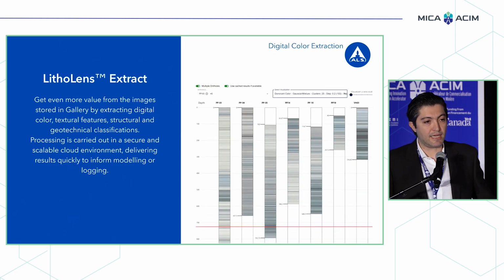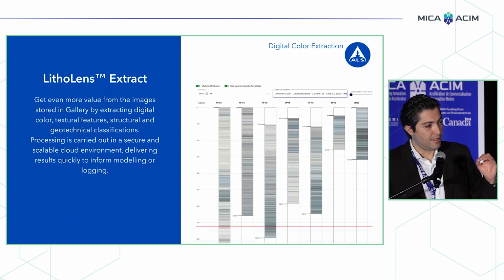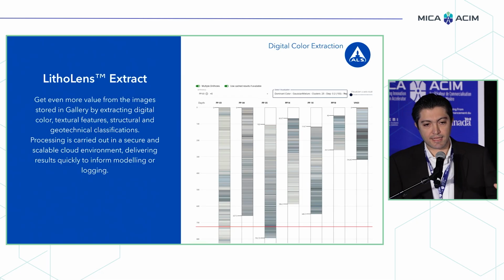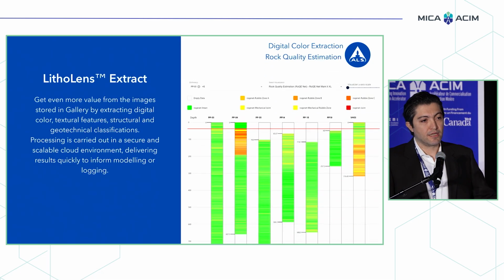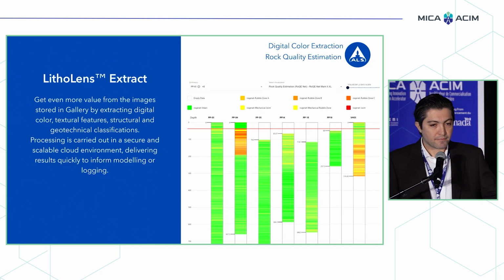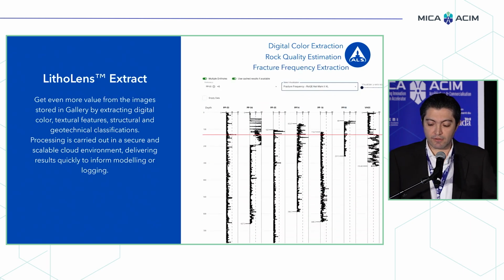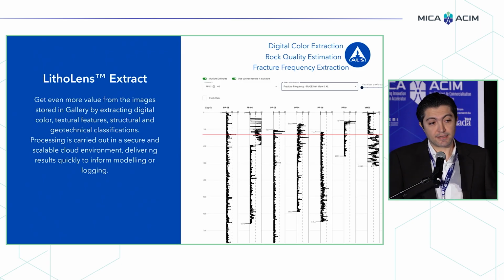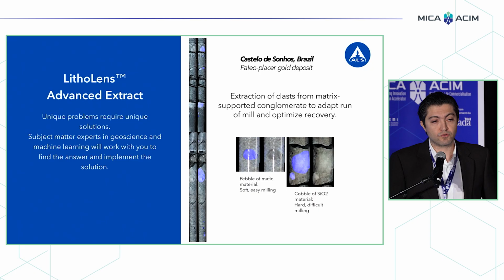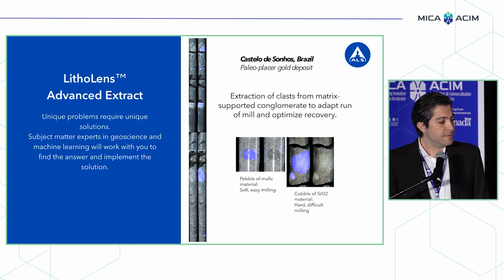which again any geologist with a short amount of training can do all of this stuff: extracting the color information from the photos, extracting rock quality estimation about where your intact rock is, where the rubble zones are, identifying natural versus mechanical joints, calculating RQD and fracture frequency. And again, the point is all of these results are quite consistent.